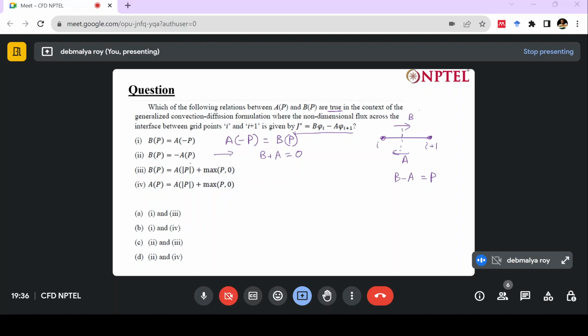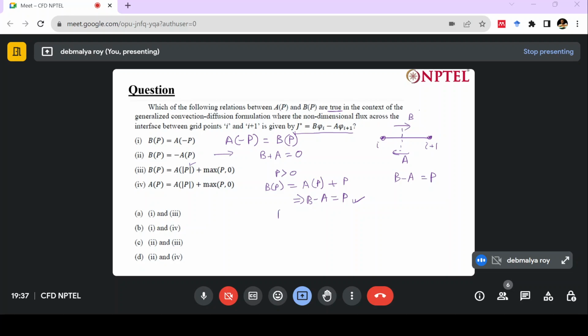The third option has this mod P, so we have to break it down. We have to see what happens when P is positive and what happens when P is negative. If P is positive, this statement becomes B minus A is equal to P, because the maximum between P and 0 will be P. This is true. We have already seen that this is true.